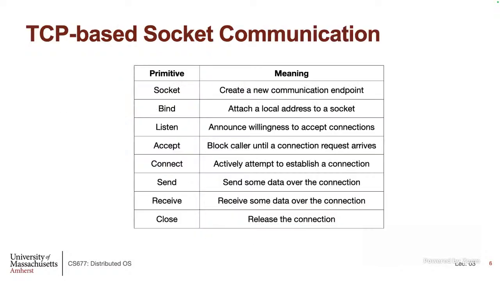Okay, so let's start with socket-based communication. This is how TCP/IP works. If process A on some machine wants to communicate with process B on another machine, you can use this abstraction called a network socket.